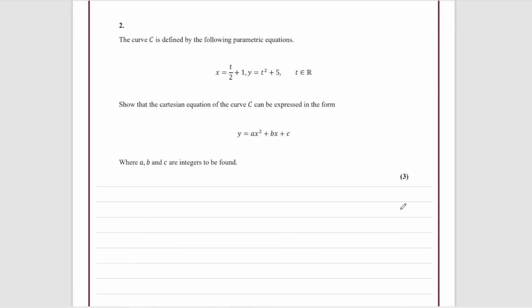So where do we begin? Well, the easiest place to start here is with the equation for x. So x equals t over 2 plus 1. What we're going to do is rearrange this and make t the subject, and then we can substitute that into this equation here.